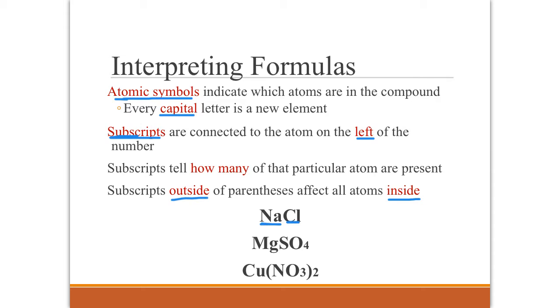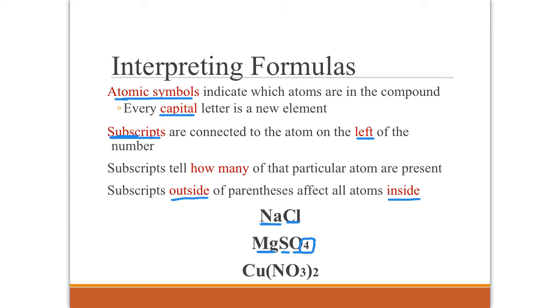The next formula, MgSO4, contains 3 different elements because you have 3 capital letters. So Mg is your magnesium, S is sulfur, and O is oxygen. And this subscript 4 only pertains to the oxygen. So there are 6 individual atoms in this compound, 1 magnesium, 1 sulfur, and 4 oxygen.